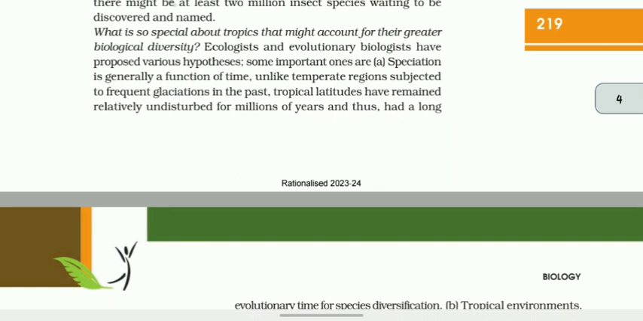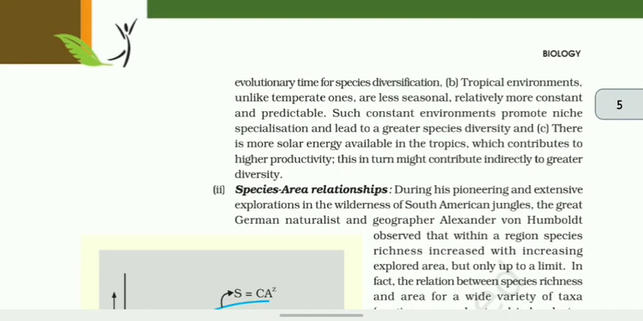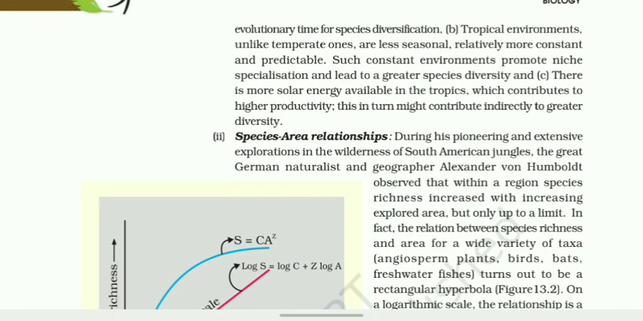Ecologists and evolutionary biologists have proposed various hypotheses. Some important ones are: A. Speciation is generally a function of time. Unlike temperate regions subjected to frequent glaciation in the past, tropical latitudes have remained relatively undisturbed for millions of years and thus had a long evolutionary time for species diversification.